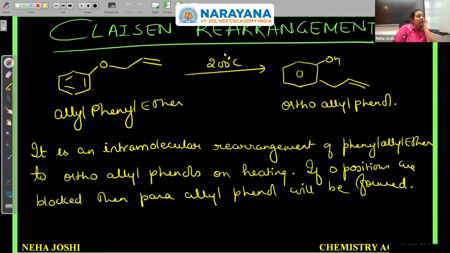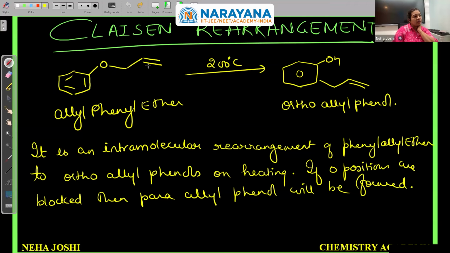This is Claisen rearrangement. See, allyl phenyl ethers. This is the allyl part. Allyl phenyl ethers when heated to 200 degrees centigrade, we don't need any other reagent. Just heating itself is sufficient. So we heat it to 200 degrees centigrade and it converts to ortho-allyl phenol.